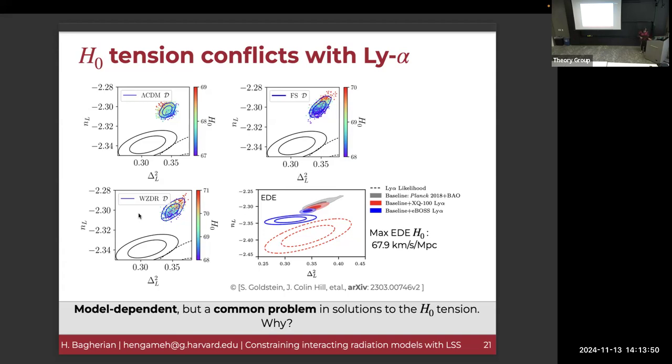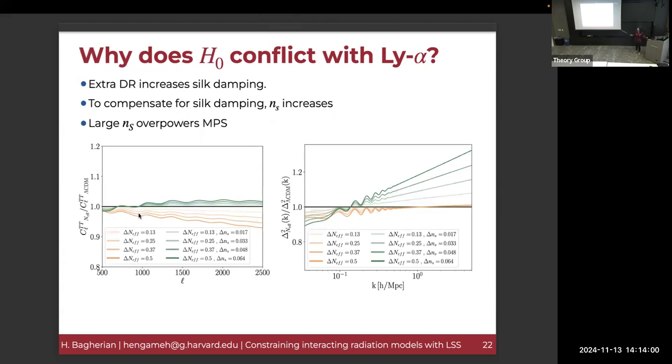Okay, so this is obviously model dependent because all of these simulations are model dependent, but at least for these kinds of solutions, there's an explanation for it. If I were to add dark radiation to my model, as we talked about earlier, that increases. On the left, you see the temperature spectrum from the CMB. On the right, I have the matter power spectrum normalized by lambda CDM. If I add dark radiation, I introduce silk damping on my temperature spectrum. It doesn't really do much for my matter power spectrum.